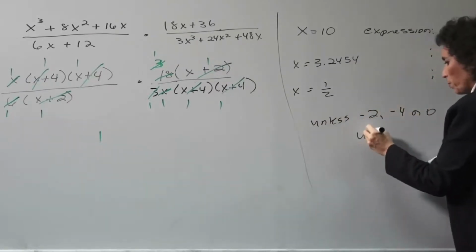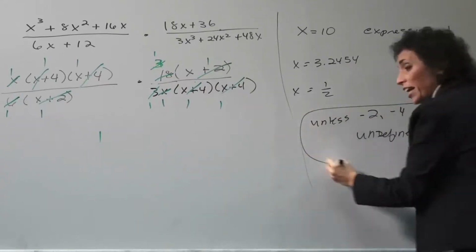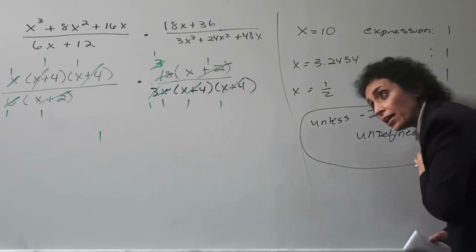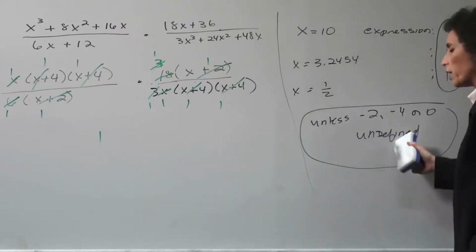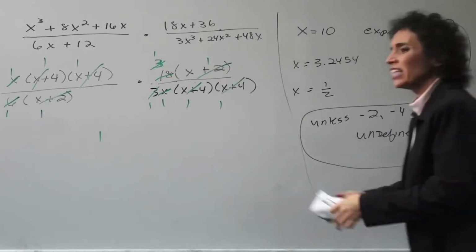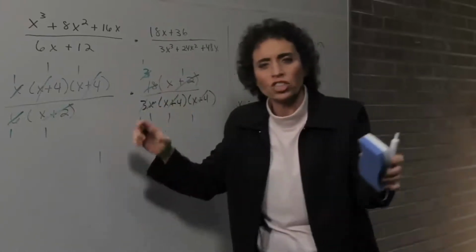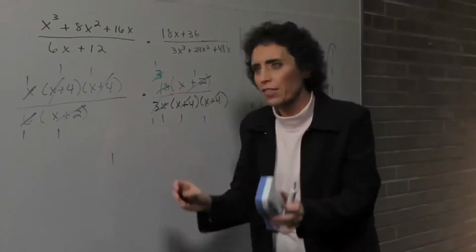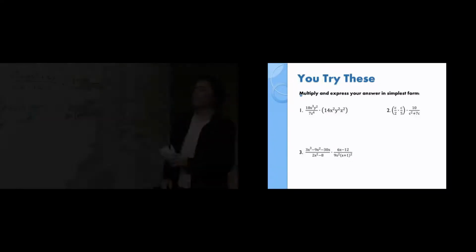These are undefined points. Now I didn't ask you for this. This is a free one. This is on me. Okay? The expression will always simplify to 1 unless you have -2, -4, or 0. Then the expression is undefined. I love when you take a nice big question and it is undefined. Okay, so there are 3 questions in your notebooks. You try them.